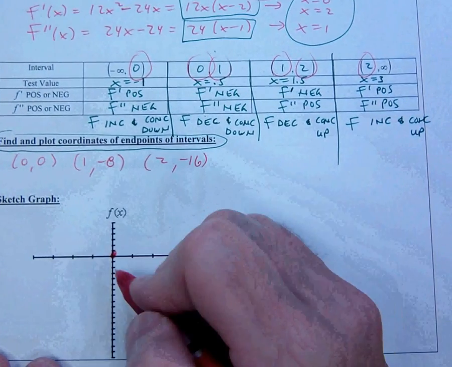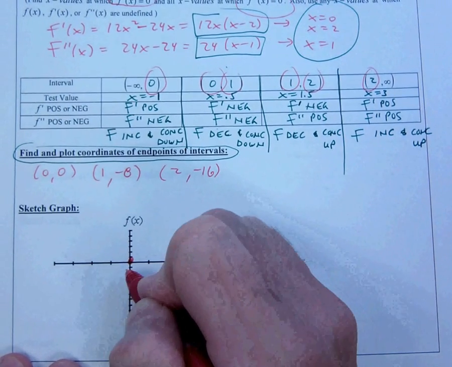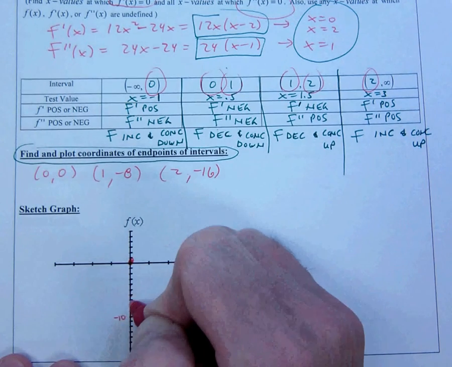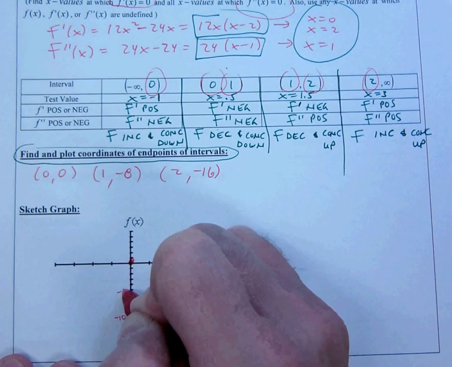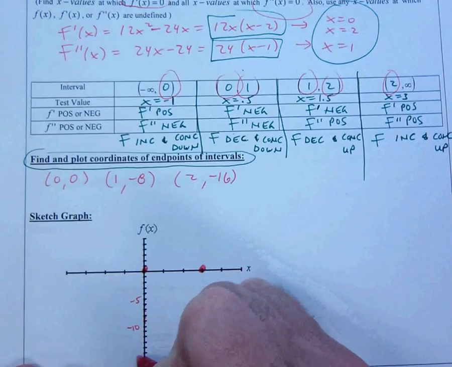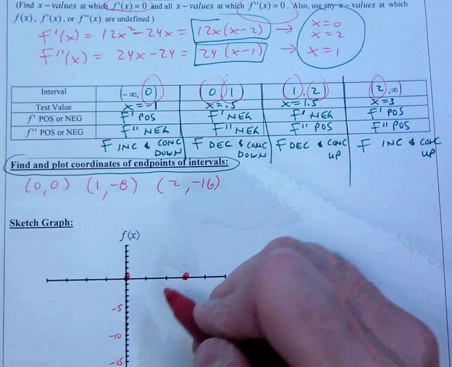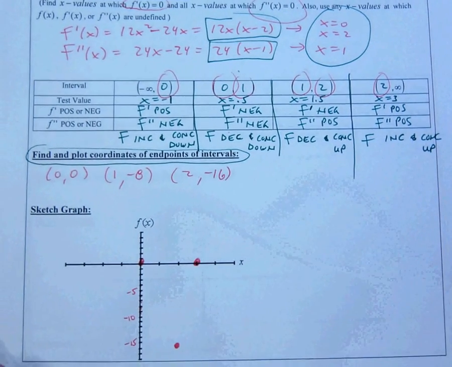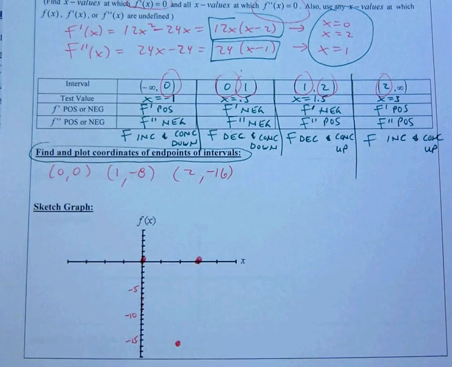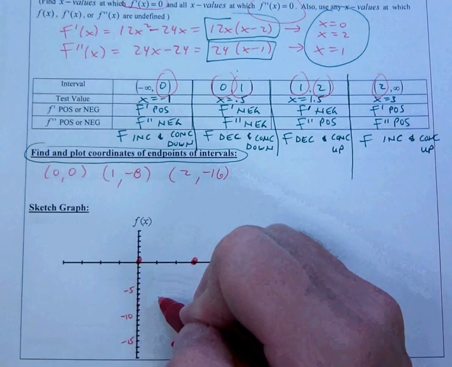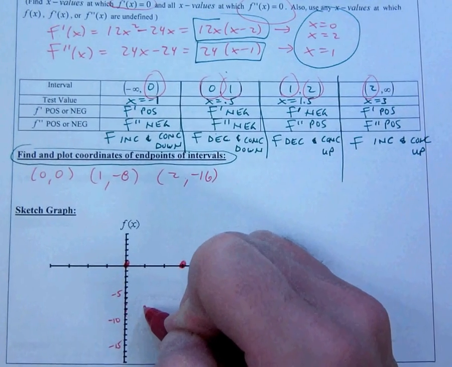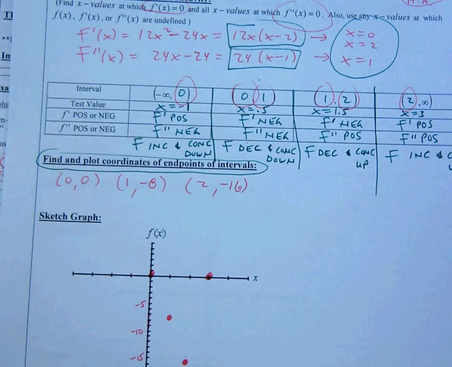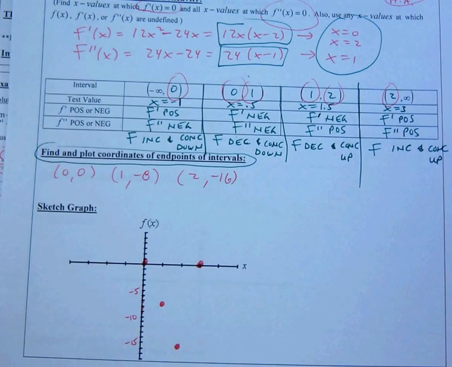1, negative 8 would be, let me label this. Okay, so we've got 2, negative 16, which would be right about here, right? Everybody agree? Okay, and then 1, negative 8. I didn't do that yet. 1, negative 8 would be about here. Got it, guys? Okay. Following me or no? Okay, so here we go.